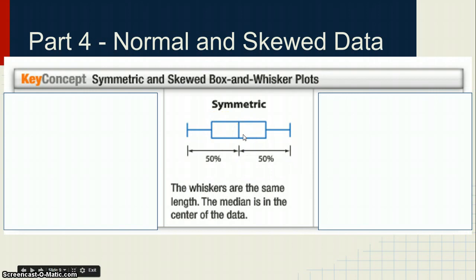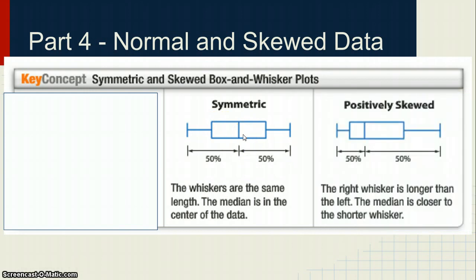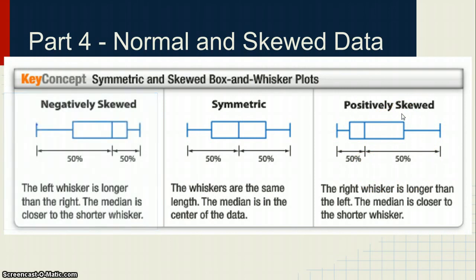Okay, that's symmetric data. Similarly to what we saw with our histogram, if the right side is longer, so now we've got the median over here off to the left and the right whisker is a good deal longer than the left whisker, that's positively skewed. And then if it's the opposite of that, so now the median is on the right side of the graph and this side is kind of stretched out to the left, that's going to be negatively skewed data. And again, this chart is taken right out of the book, so you can always dig this out of there if you need to see it again.